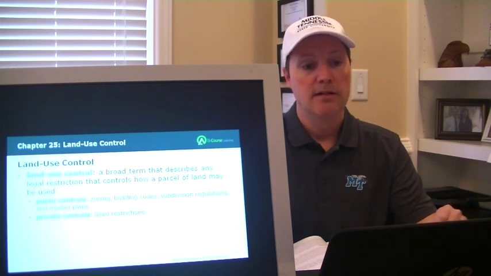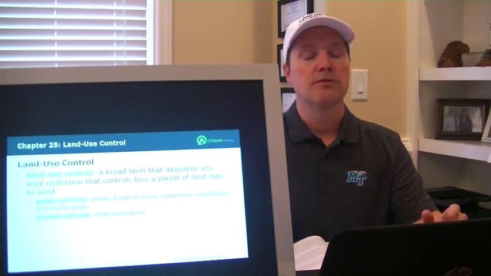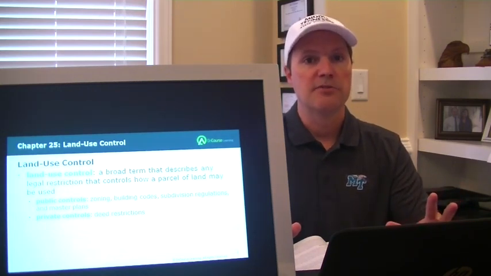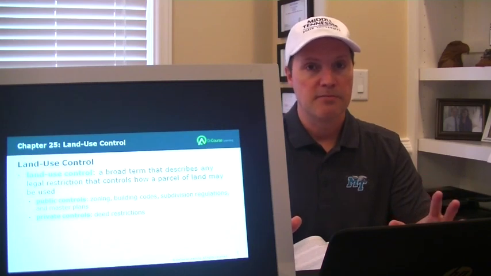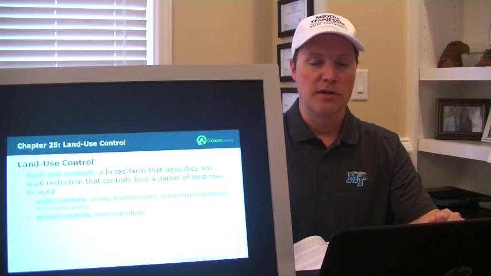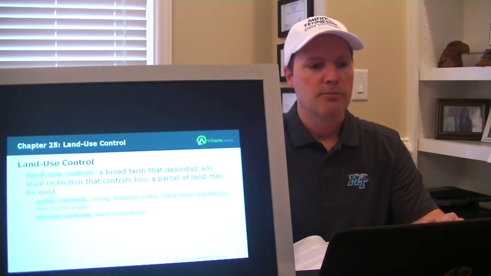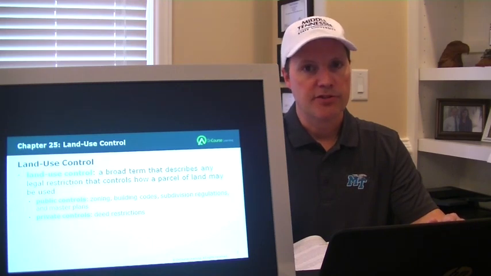You have zoning, building codes, right? Subdivision regulations, and master plans. So whenever a builder goes in and he's going to do a subdivision, he has to show the master plans to the city. And that way they say, okay, well, we'll go ahead and say okay to that. They have to approve it. Private controls. And this is deed restrictions, okay?